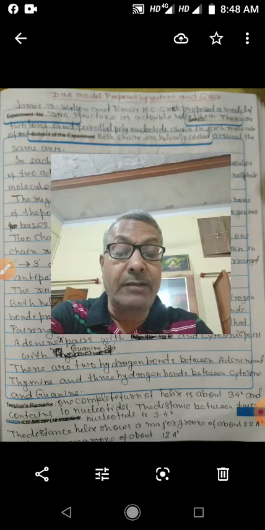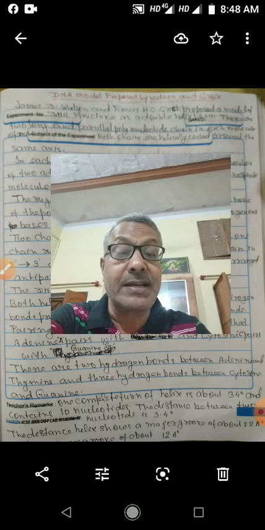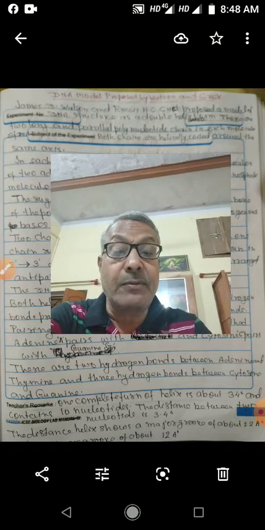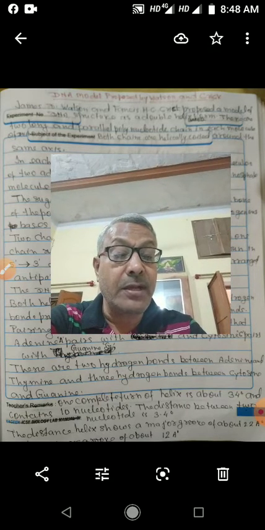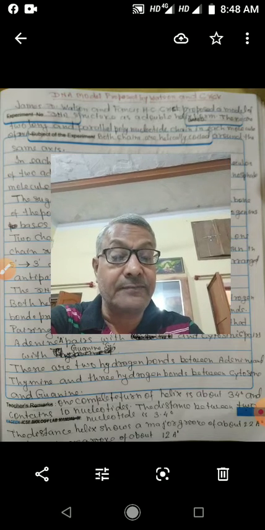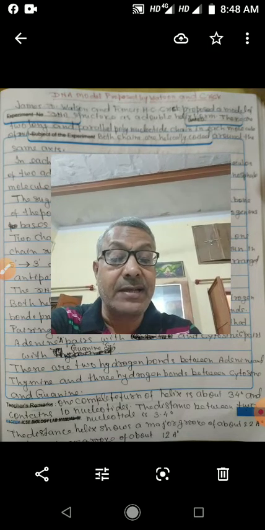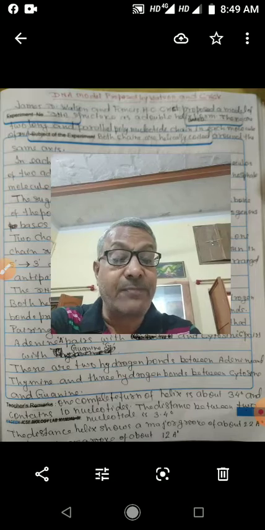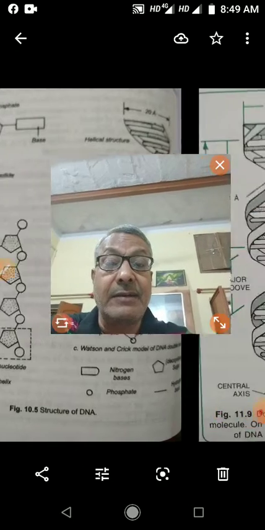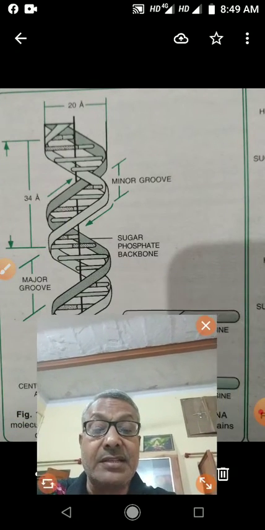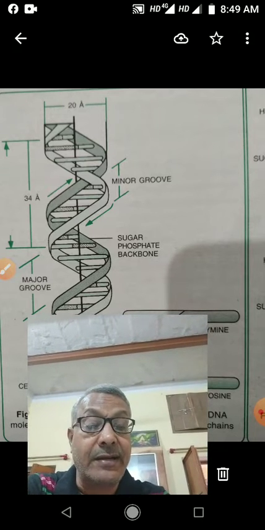Children, today in the bio class I am going to teach you the DNA model proposed by Watson and Crick. James D. Watson and Francis H.C. Crick proposed a model of DNA structure. The model of DNA structure which was proposed by Watson and Crick is a double helix form. So you will see there is a double helix form. This is the model of DNA which was proposed by Watson and Crick.